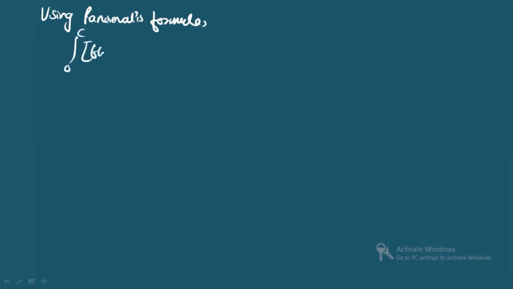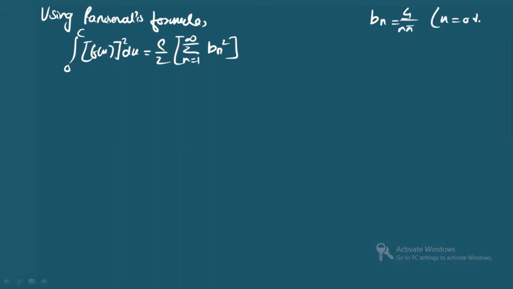All right. So now we will use Parseval's formula, for the sine series, the half range sine series. So it is the integral from 0 to c of f(x) square dx, and it is equal to c by 2 times the summation n equals 1 to infinity of bn square, right? And you got bn equal to 4 by n pi for n odd. For even it is 0.